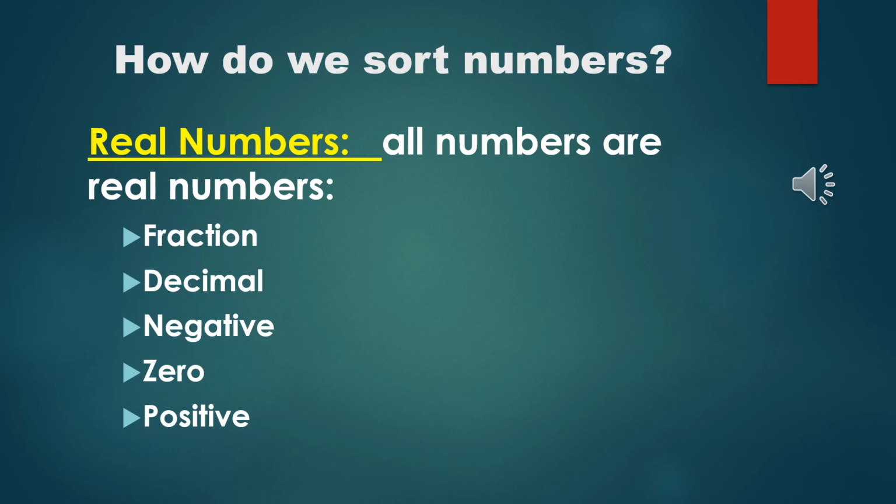Okay, so how do we sort numbers? Well, to begin with, it's called the real number system. All numbers are real numbers. Fractions, decimals, negative numbers, 0, positive numbers, they are all real numbers in the real number system.